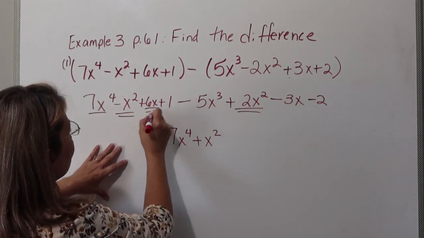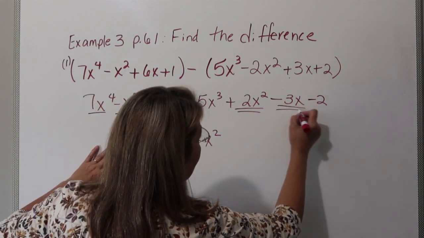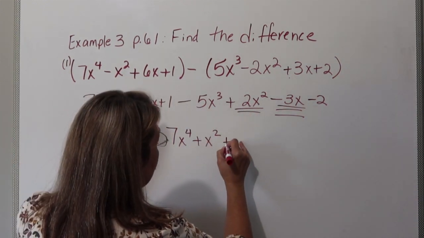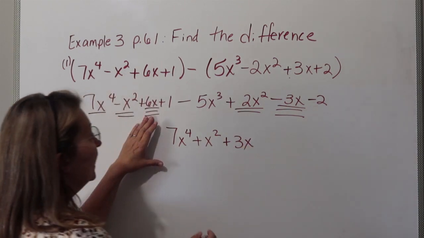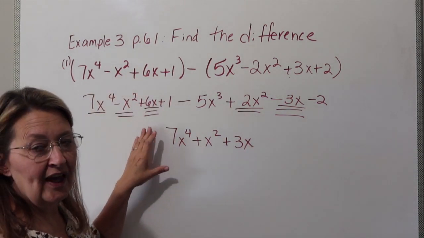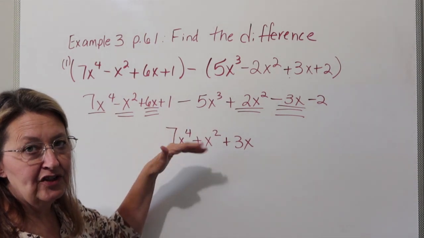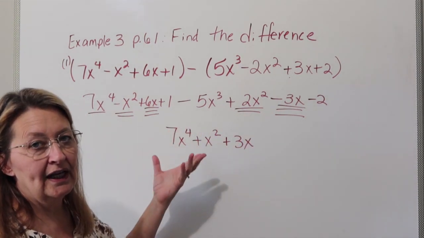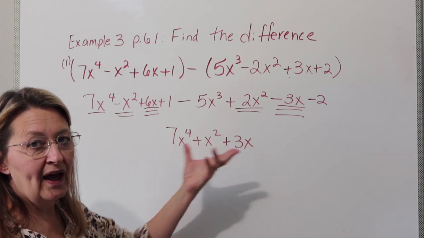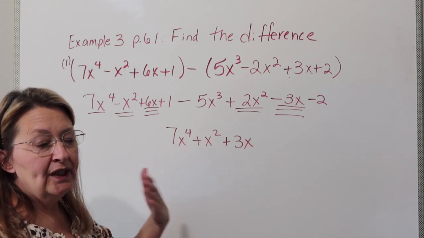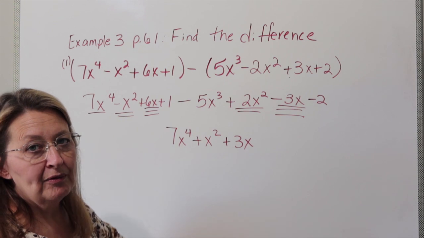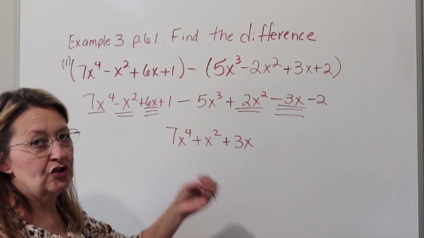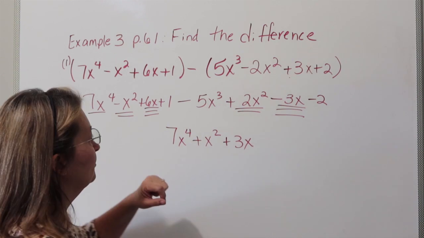All right, next I have a 6x and I have a minus 3x. 6 minus 3 gives you a positive 3x. And if you notice, I use the same number of lines under matching terms. That way I can tell that I've used everything and I can easily go back and see what I combined. When you get into upper levels of algebra, your problems get longer, and being able to go back and see what you did is extremely helpful when you're looking for your mistakes.